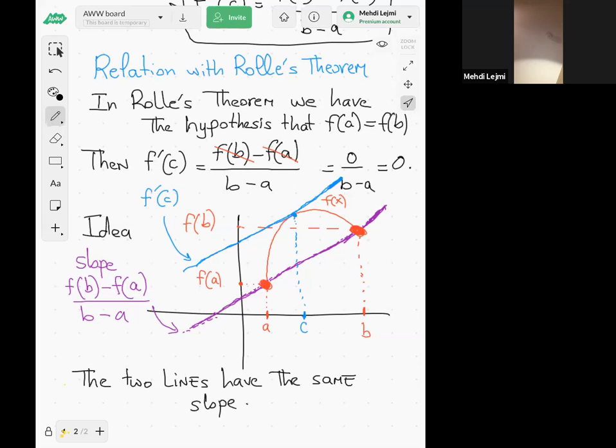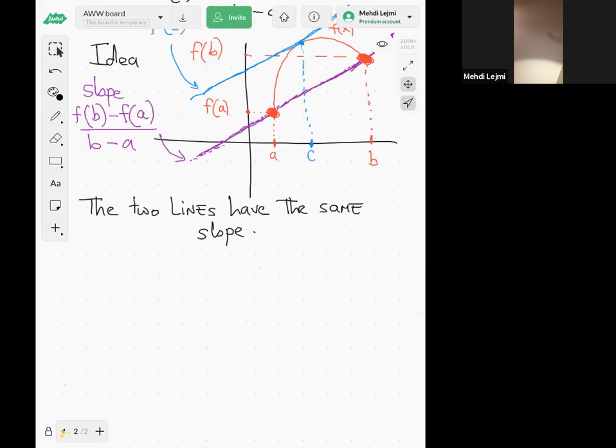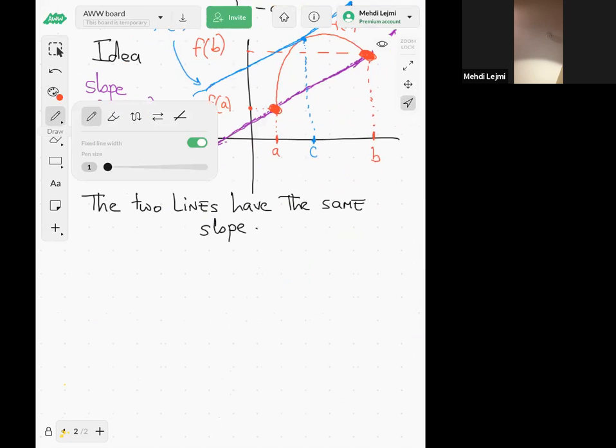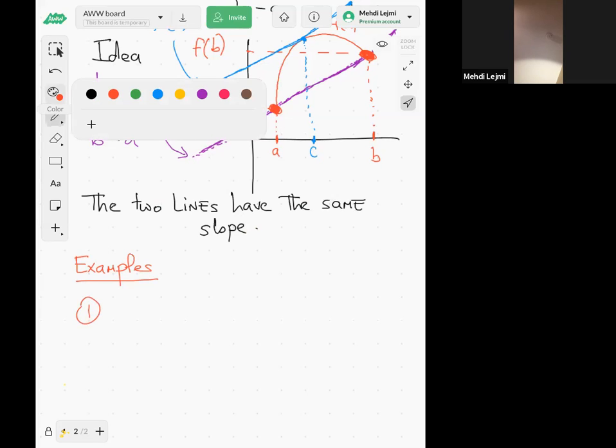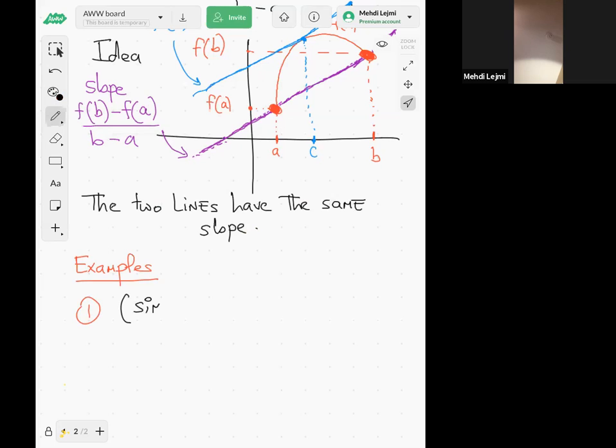So let me show you examples of how we use this mean value theorem. So first example, this example is similar to problem number 7 in homework 9.